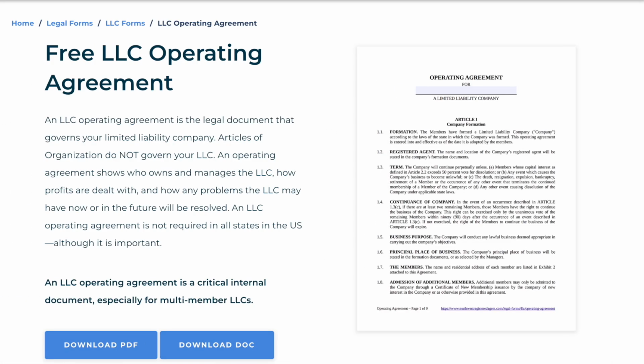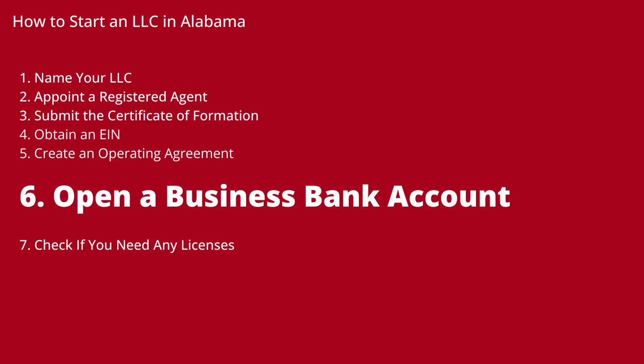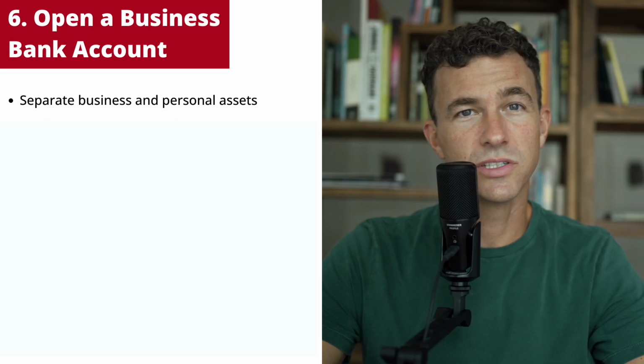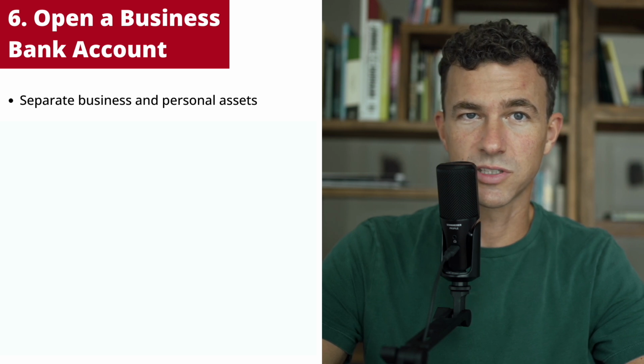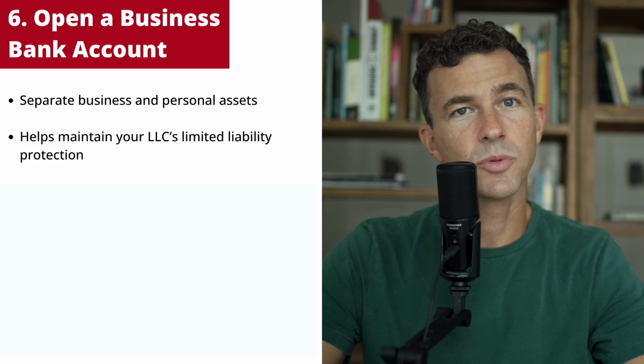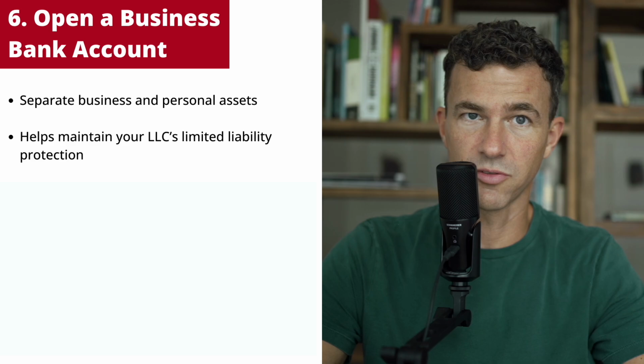But in many cases, especially if it's just you, you can use one of Northwest Registered Agent's free operating agreement templates from this page. Step 6, open a business bank account. This will make it much easier to keep separate your business and personal expenses and assets. It would also help you maintain the liability protection your LLC provides.